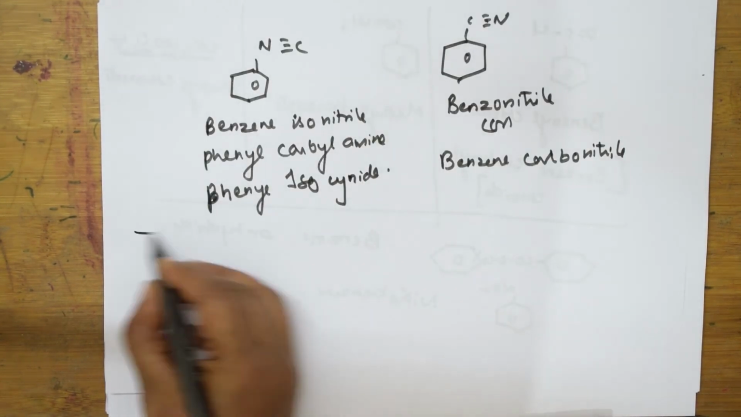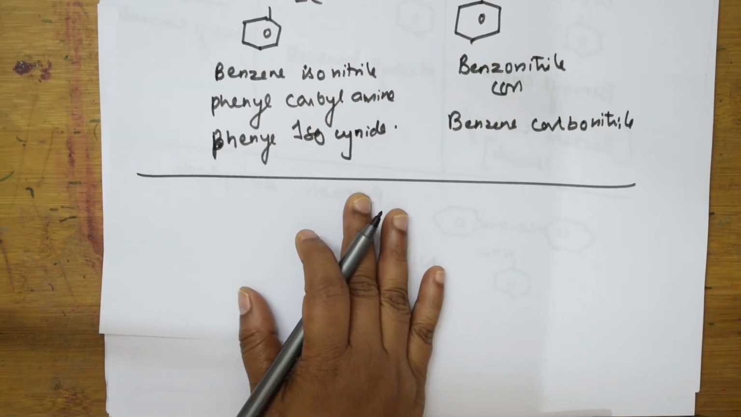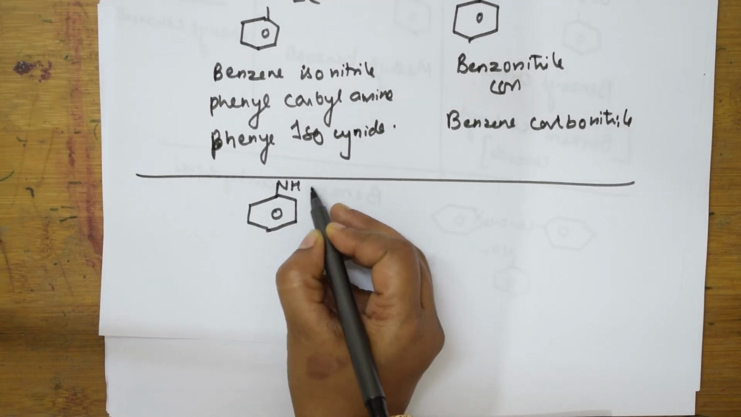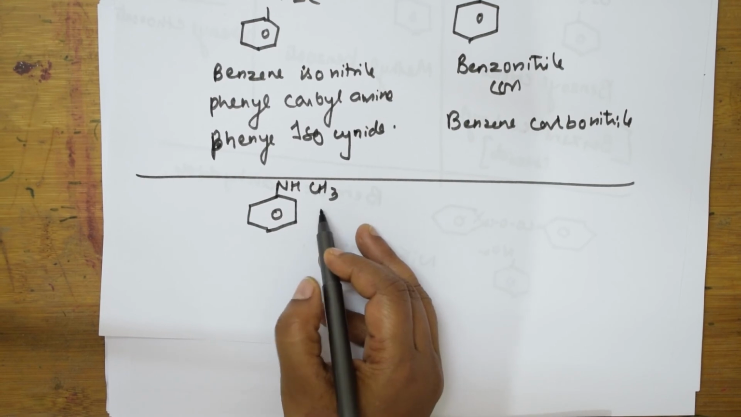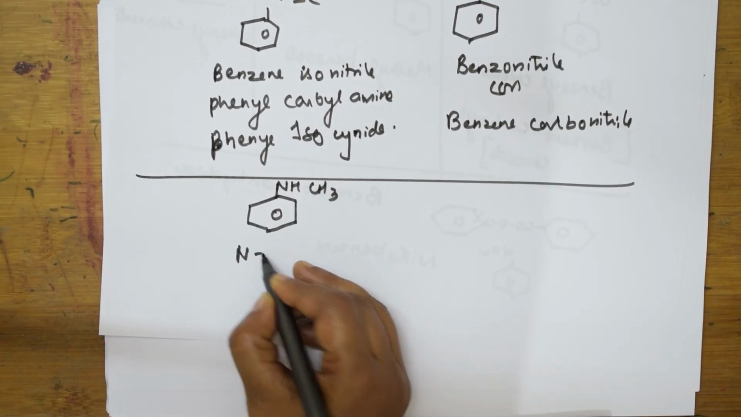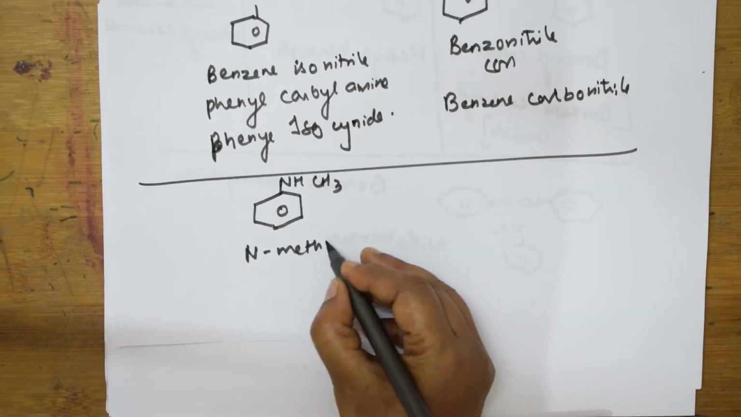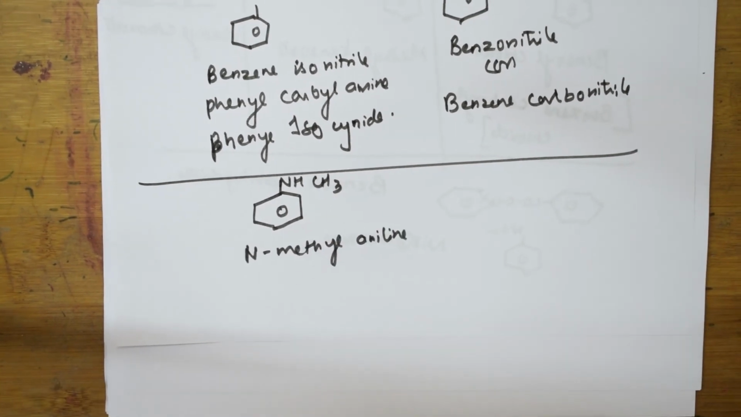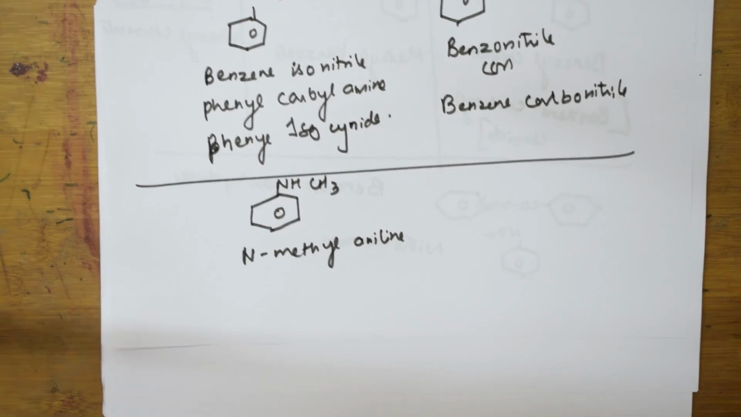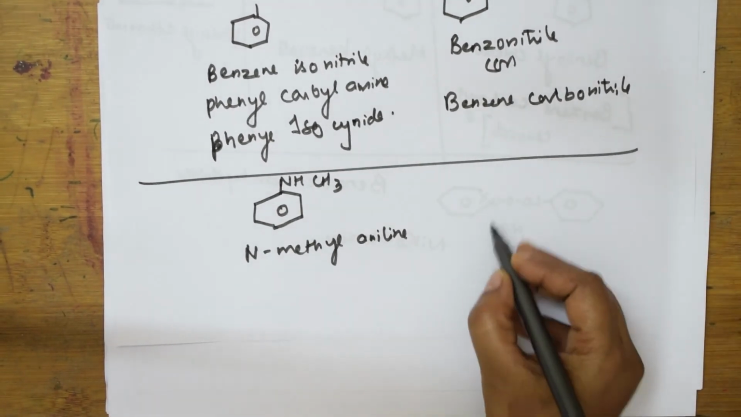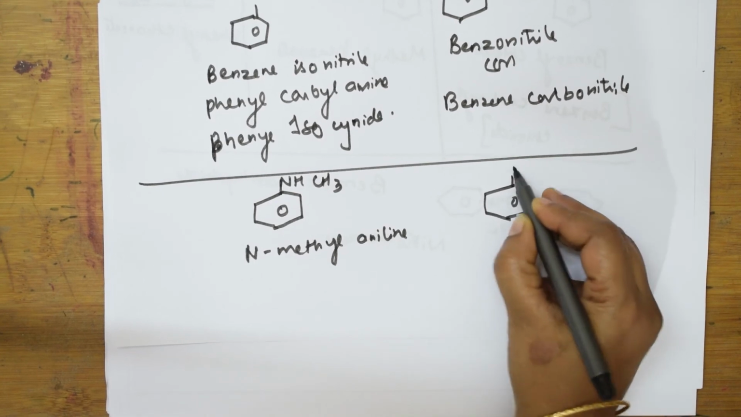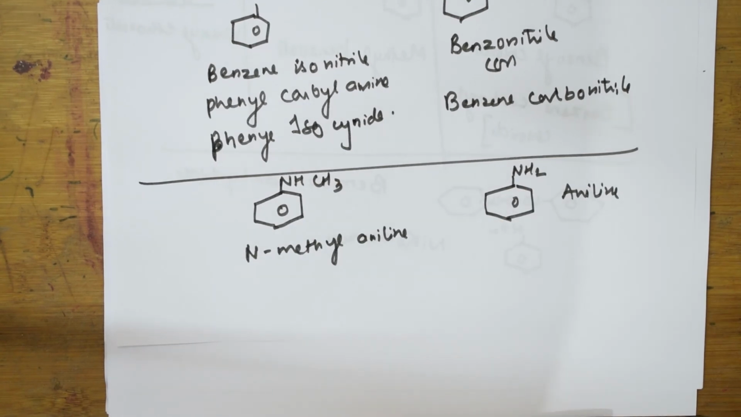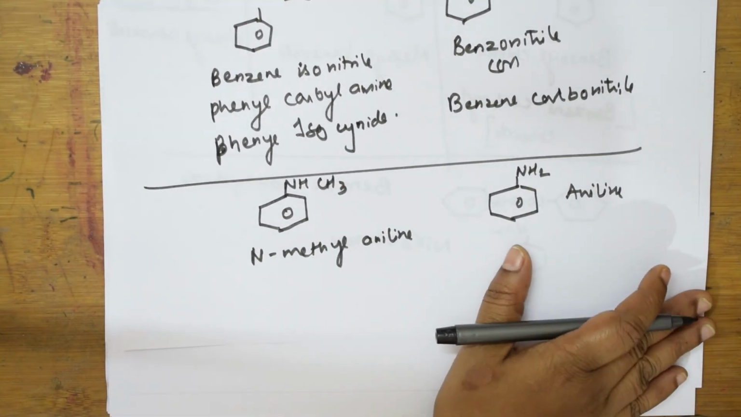Right? Fine. So let me see one more class. If I have a benzene ring like this, and I have an NH and CH3, what is this compound? This is methyl. So N-methyl aniline, because NH2 is aniline, correct? Let's see that aniline, the earlier one. This is NH2, aniline. To this aniline, what did I do? I have taken out one hydrogen and added a methyl group. So that is N-methyl aniline.